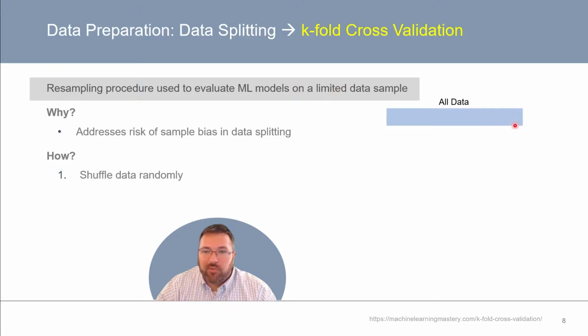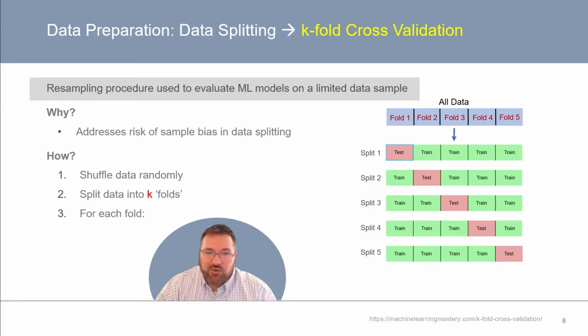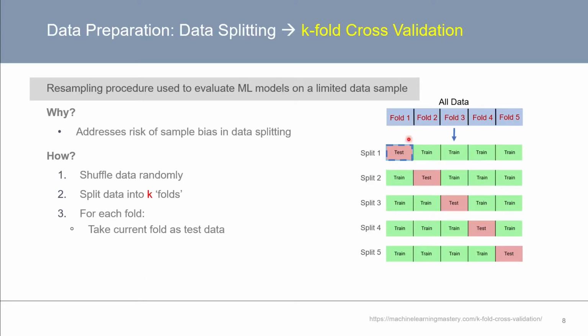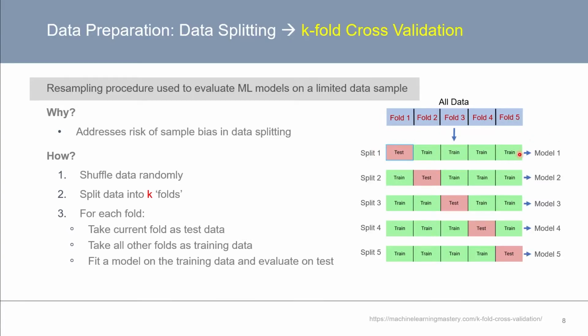Well, given our original sample of data instances represented by this blue box, we begin by randomly shuffling them. Next, we randomly split the instances of this data into some number of folds, represented here by the variable k. For example, here we're conducting 5-fold cross-validation. Next, for each fold, we're going to take the current fold as the test data, and the combination of the remaining folds as the training set. Next, we're going to fit a model on the respective training set and evaluate it with the respective holdout testing set. And you can see we do this for each split, where the number of folds determines the number of data splits, and subsequently, the number of models that will be trained.